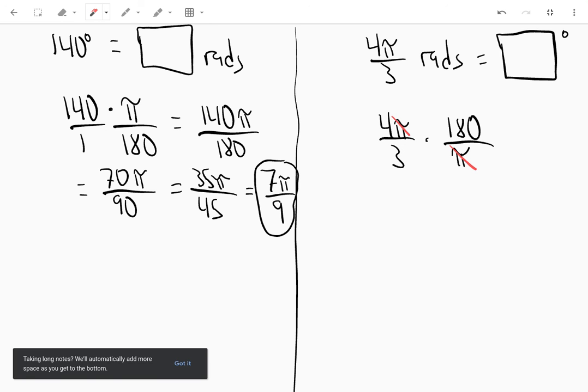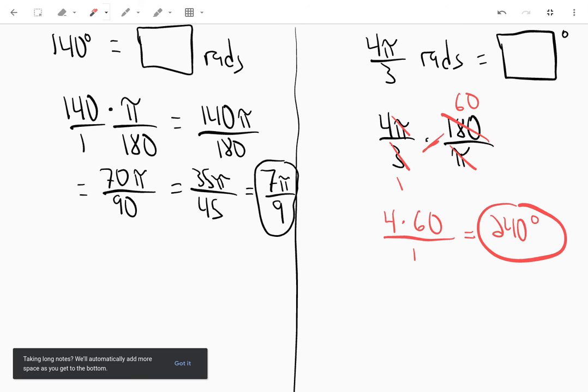I can simplify the 3 and the 180 because 3 divided by 3 is 1, and 180 divided by 3 is 60. So after all of that, I'm left with 4 times 60 on the top, and on the bottom, I'm left with 1. So 4 times 60 is going to be 240, and over 1, that's going to be 240. So 4 pi over 3 radians is equivalent to 240 degrees. And that is all we do to convert from radians to degrees.